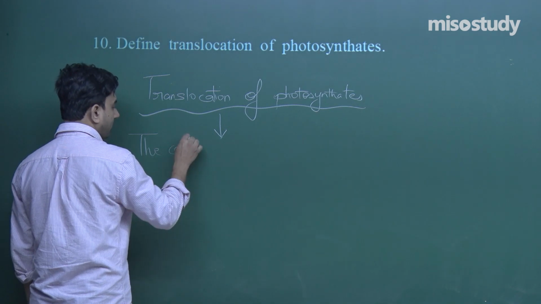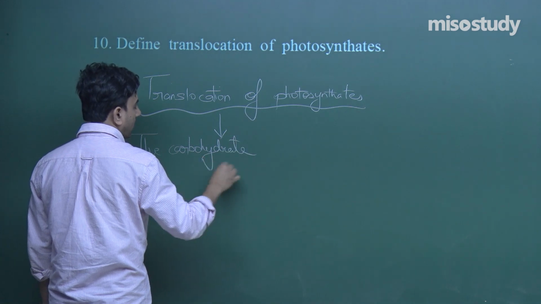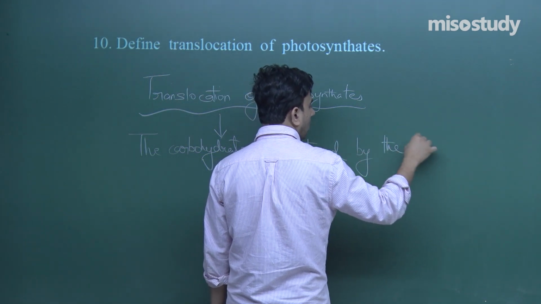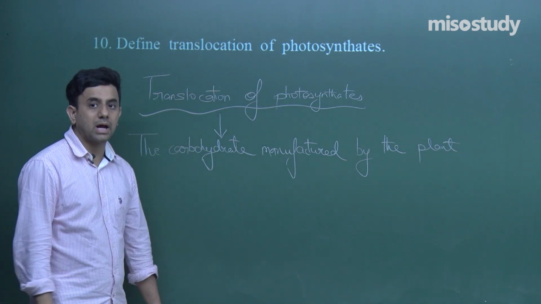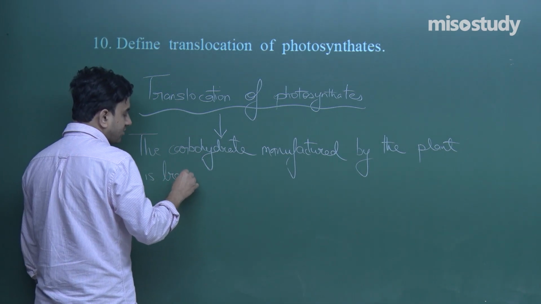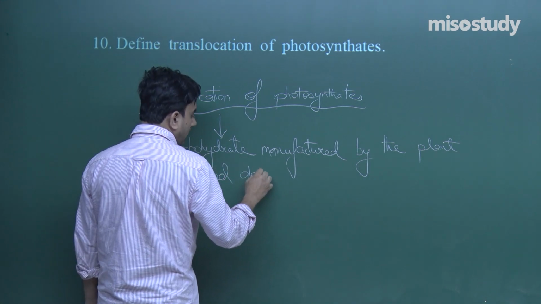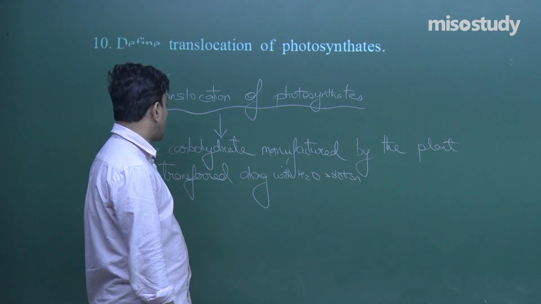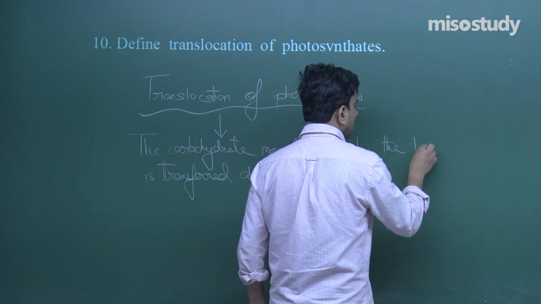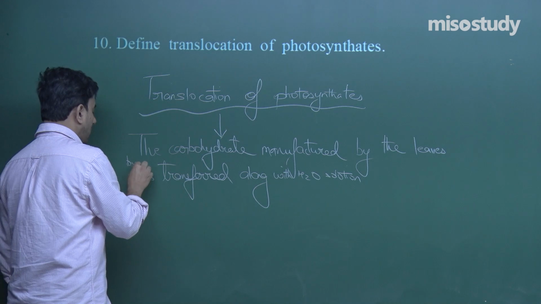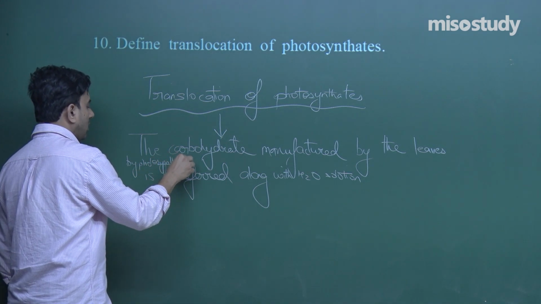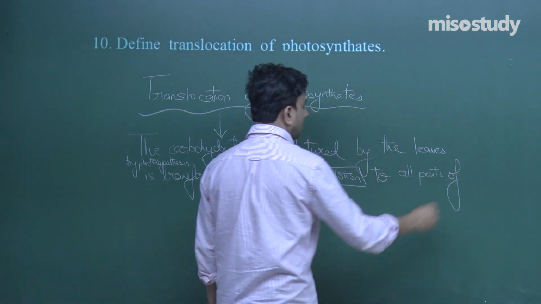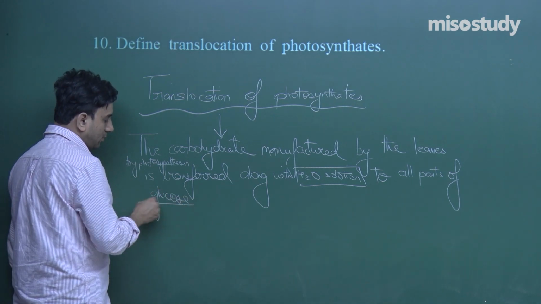The carbohydrate manufactured by the plant, by the leaves in fact, by photosynthesis, is transferred along with water solution to all parts of the plant.